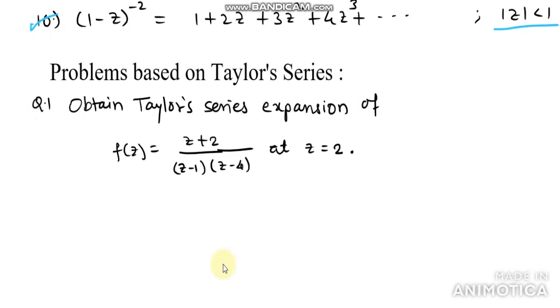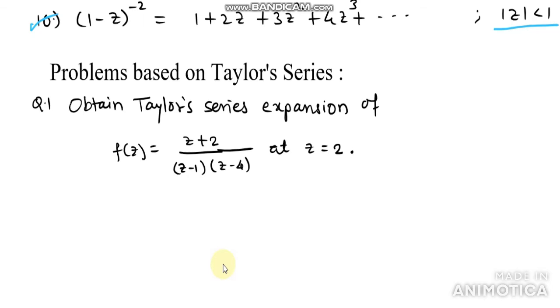So now see the problems based on Taylor series. Question number 1 is obtain Taylor series expansion of f of z is equal to z plus 2 divided by z minus 1 into z minus 4 at z is equal to 2. So we are going to expand this function as a Taylor series at z is equal to 2. That means we have to obtain the expression in the powers of z minus 2.